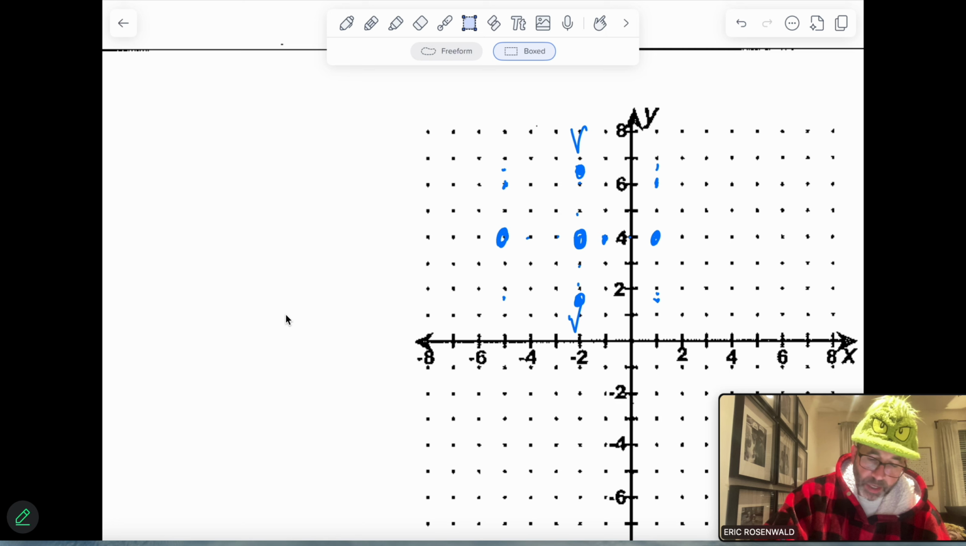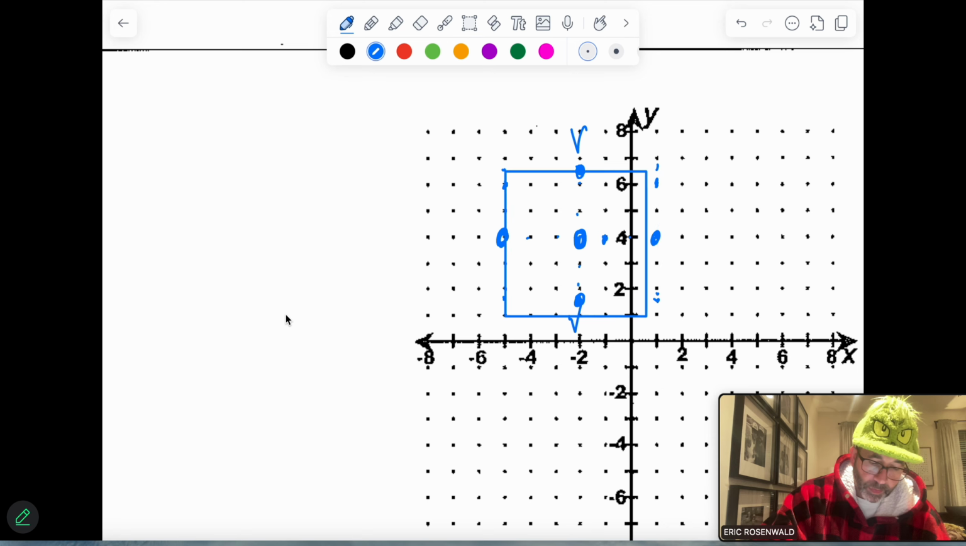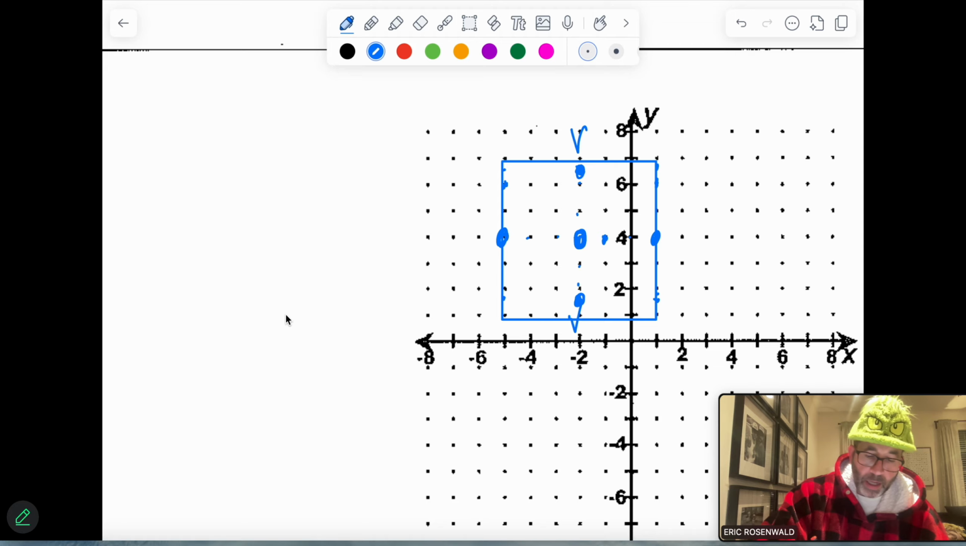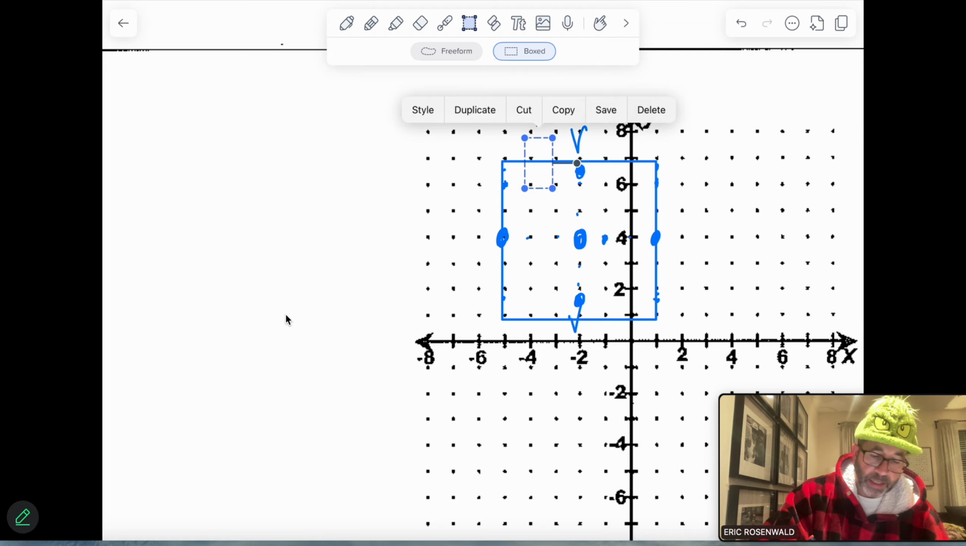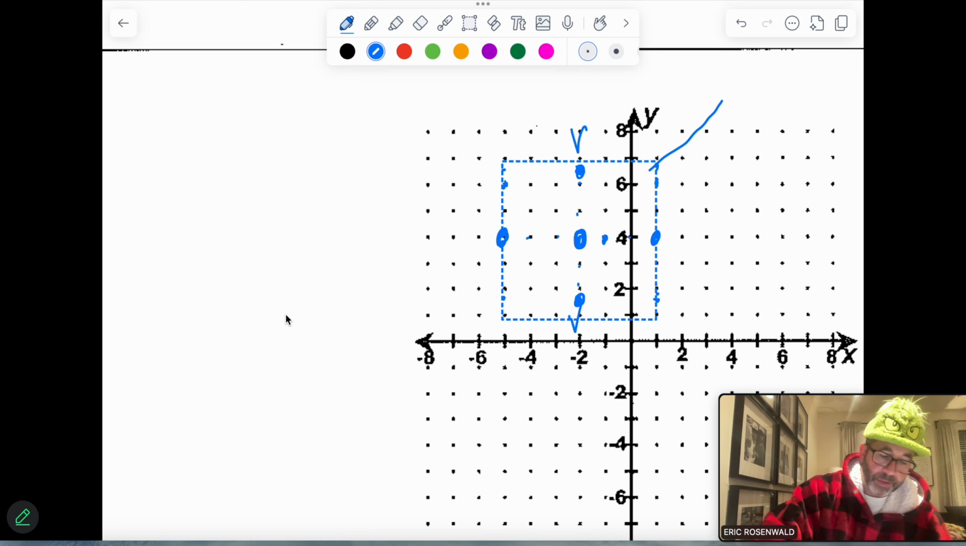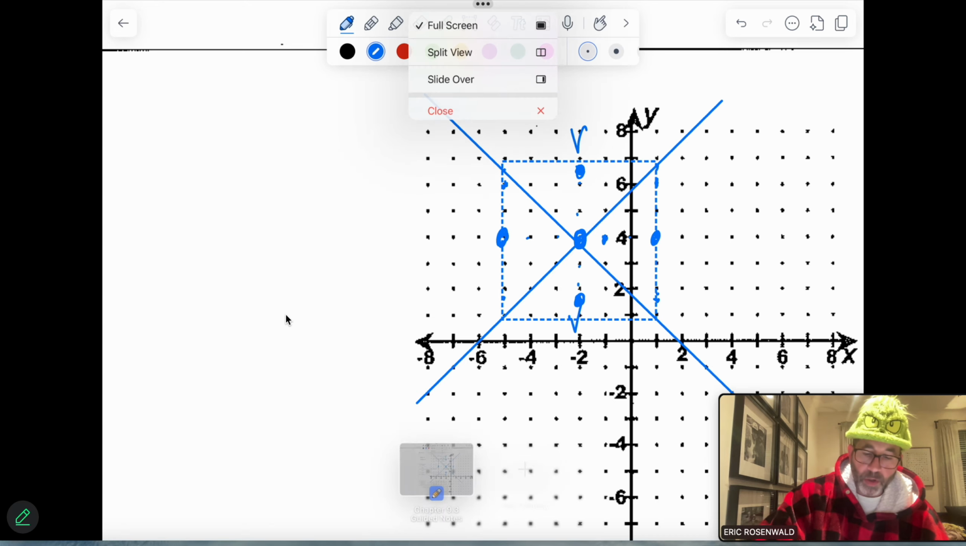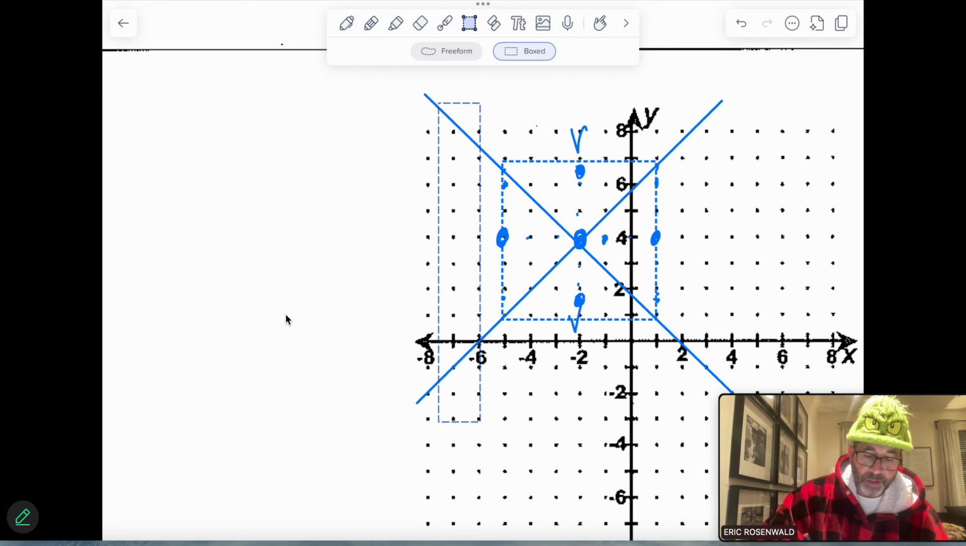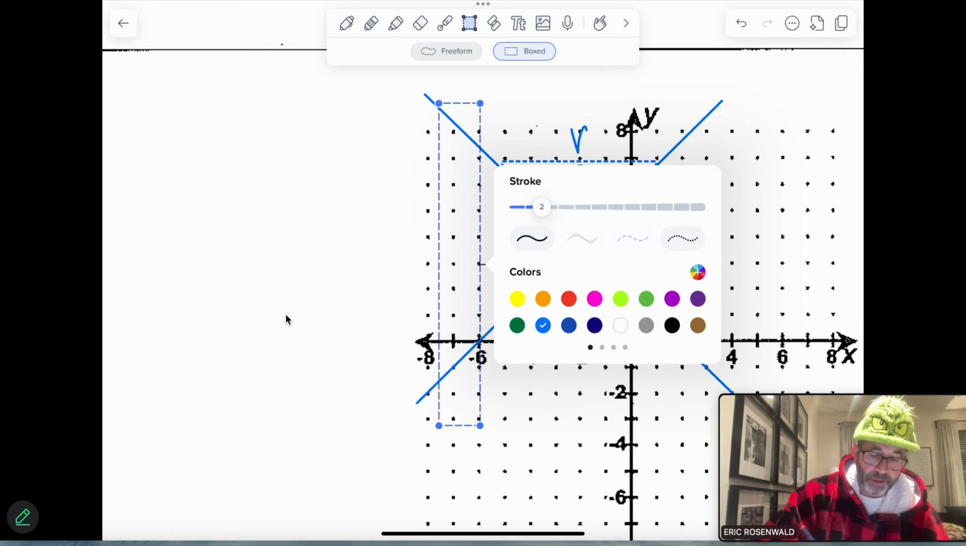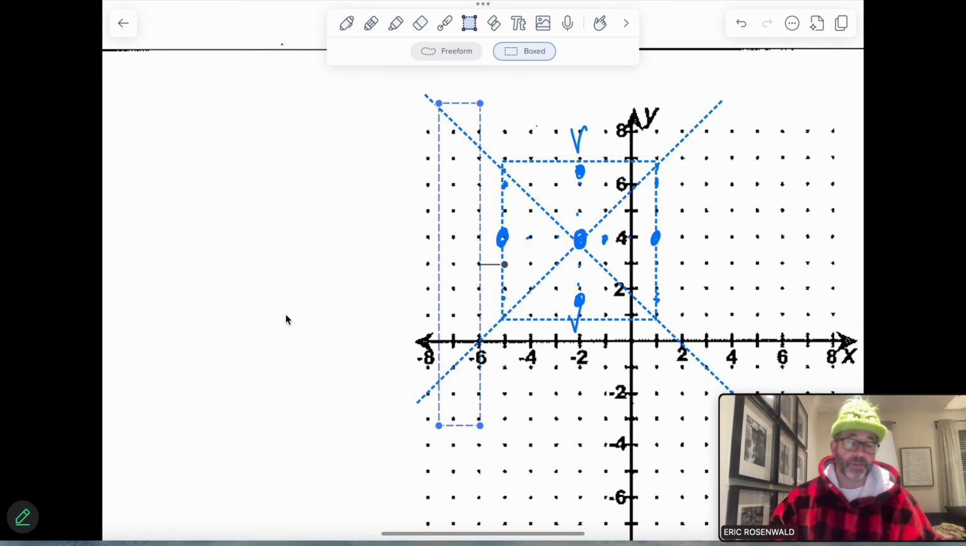All right, we're going to go ahead and make our dotted line border for this. Okay, if I can get that to work there. There we go. Let's highlight that. We'll make it a dotted line. Okay, let's do our asymptotes, which are going to go straight diagonally through this. We'll highlight those and make those dotted as well. You don't have to do this always, but I'm just showing you so you can see that they're not really there. They're just asymptotes for a graph to follow.